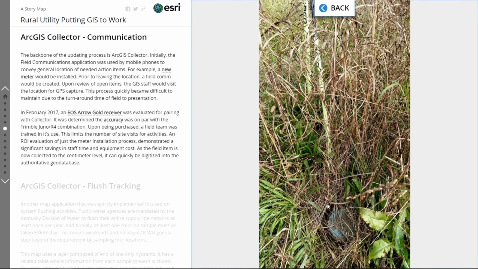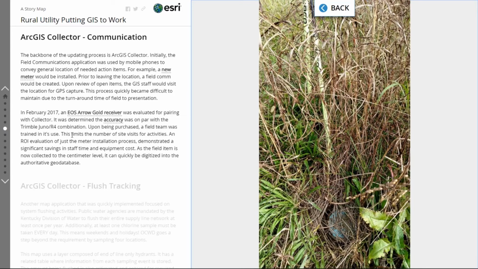The reason that's important is if you're trying to find that needle in a haystack, in this case a valve lid, in the middle of a field that's grown up or in the middle of the night during a break, you want to be able to get your staff to that point as near as you can.